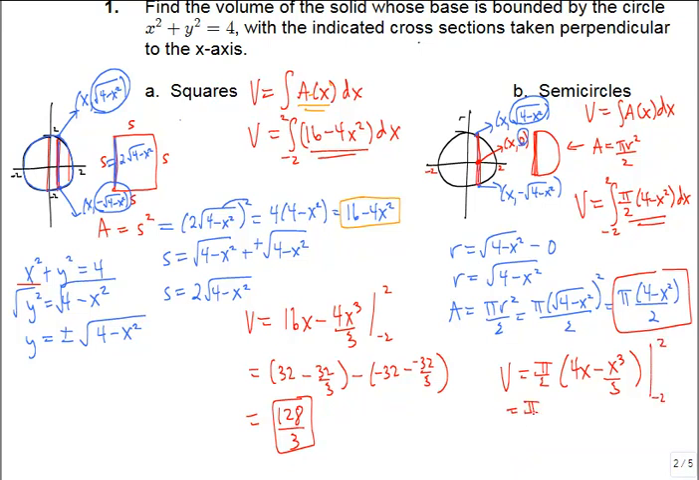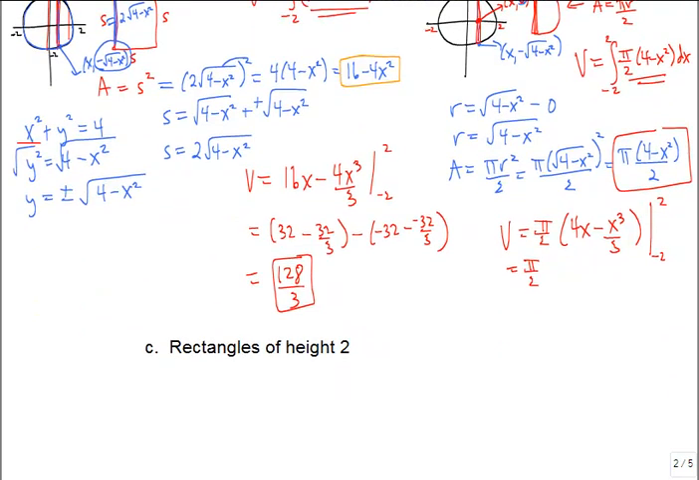So you would have pi over 2. 4 times 2 is 8, and this would be 8/3. And then 4 times -2 is -8, and this will be minus a -8/3. And then I'll leave, again, the algebra to you. And when you simplify that, get your common denominators and reduce, this is 16 pi over 3.